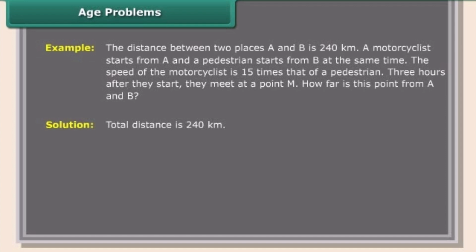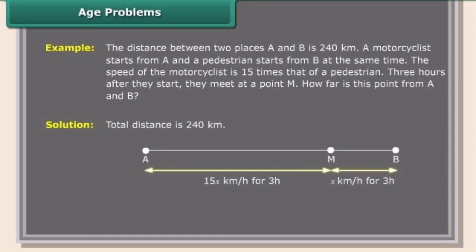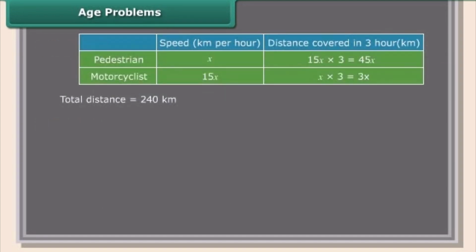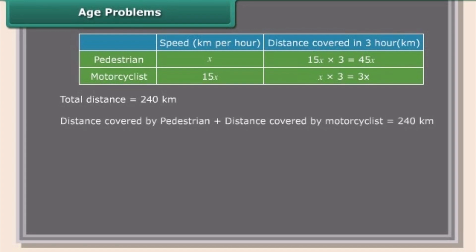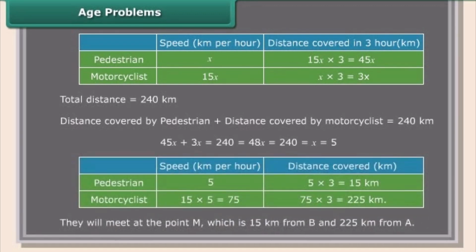Solution. Total distance is 240 kilometers. Let the speed of the pedestrian be x kilometers per hour. Total distance is equal to 240 kilometers. Distance covered by pedestrian plus distance covered by motorcyclist is equal to 240 kilometers. 45x plus 3x is equal to 240. 48x is equal to 240. x is equal to 5. They will meet at the point M, which is 15 km from B and 225 km from A.